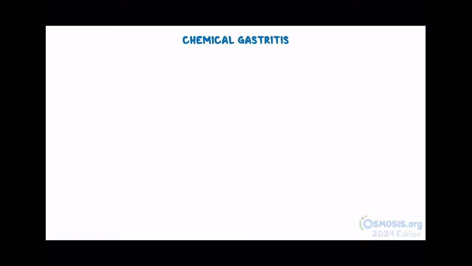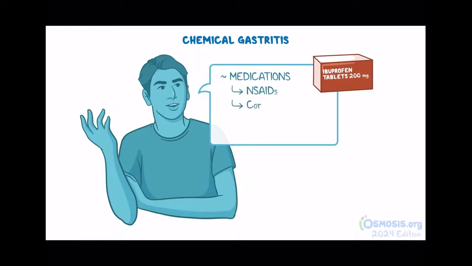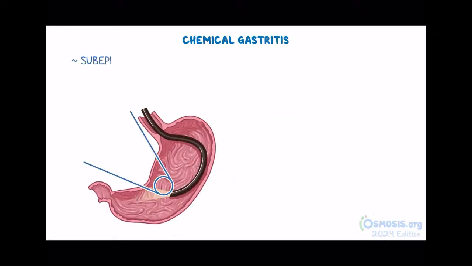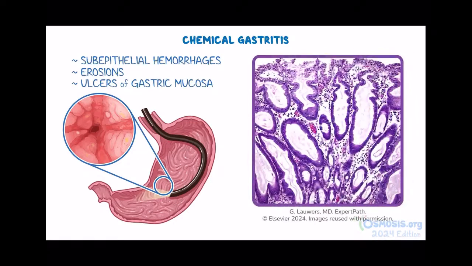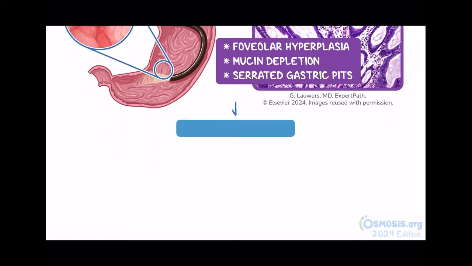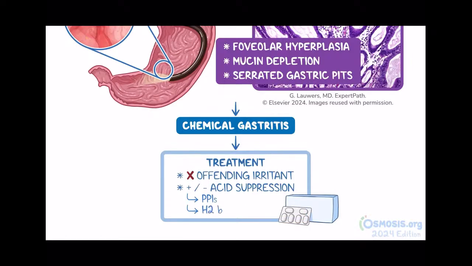Next up is chemical gastritis. These individuals will report exposure to certain medications, including NSAIDs or corticosteroids, or they might report excessive alcohol consumption. Next, EGD will show subepithelial hemorrhages, erosions, and ulcers of gastric mucosa, while the biopsy will reveal foveolar hyperplasia with mucin depletion and serrated gastric pits. With these findings, diagnose chemical gastritis. Treatment primarily relies on removing the offending irritant, but you can also consider acid suppression with proton pump inhibitors or H2 blockers.